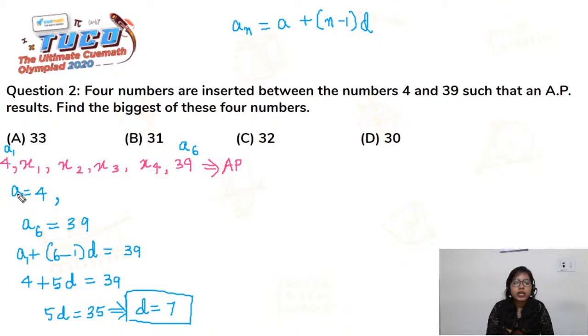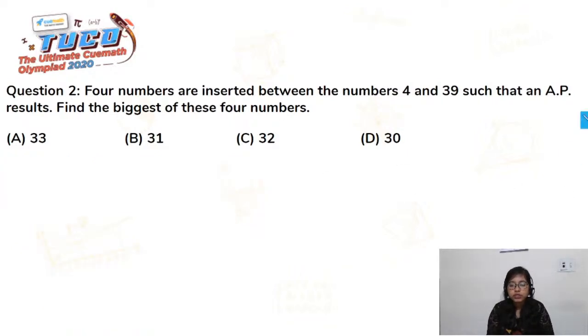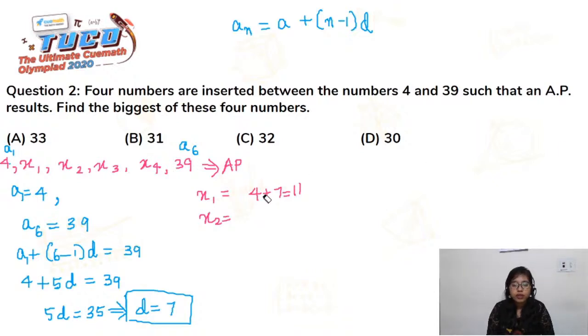Okay. So we have got the value of A with us. We have the value of d with us. We have to find the biggest of the 4 numbers from here. So the biggest of the 4 numbers would be what? It's very simple. So the value of x1 would become 4 plus 7, which is equal to 11. The value of x2 would become, so how did we get this? Let me again write this down.